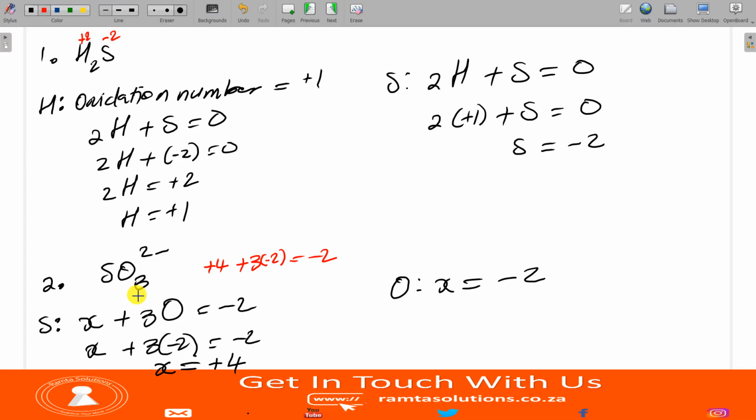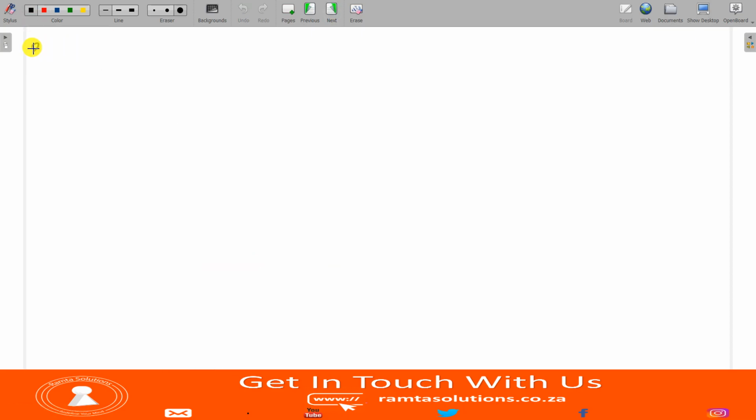Remember, the sum of the oxidation numbers must be equal to the charge, right? So we are now also incorporating rule 4. Okay, perfect.